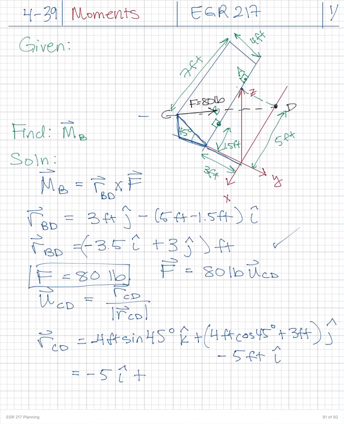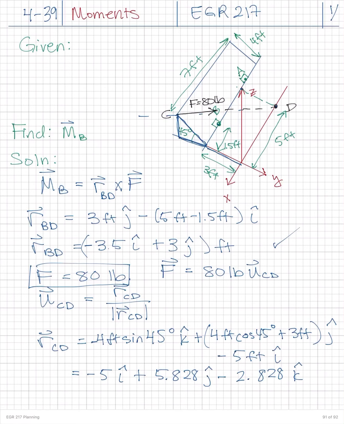plus, I'll go ahead and calculate that out, 4 times the cosine of 45, and then add 3, so I get 5.828. That's J, and everything's in feet. And then minus, and that 4 times the sine of 45, 2.828. Okay.